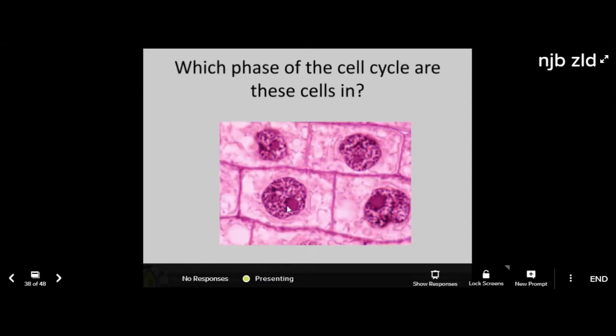Which phase of the cell cycle is this? Ooh. Ooh. Ooh. Oh, miniature dwarf. Are you like 2'3", Mighty?